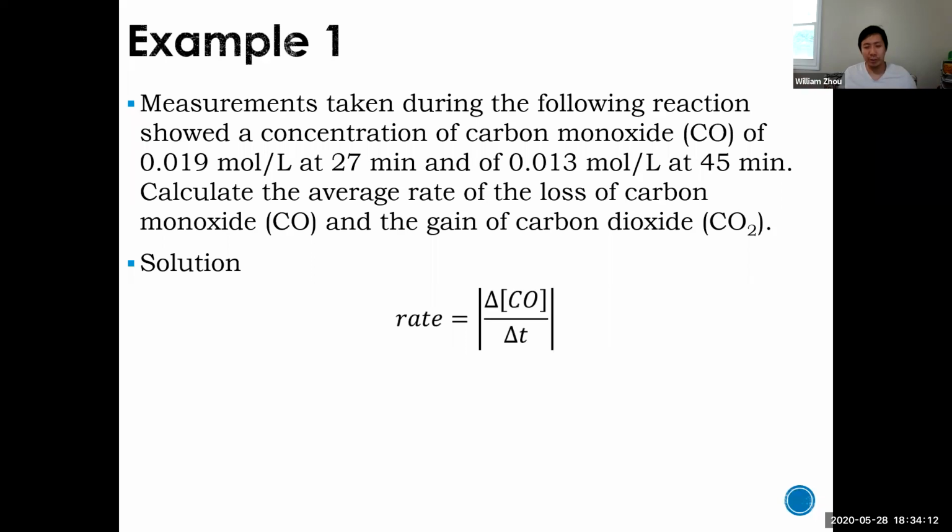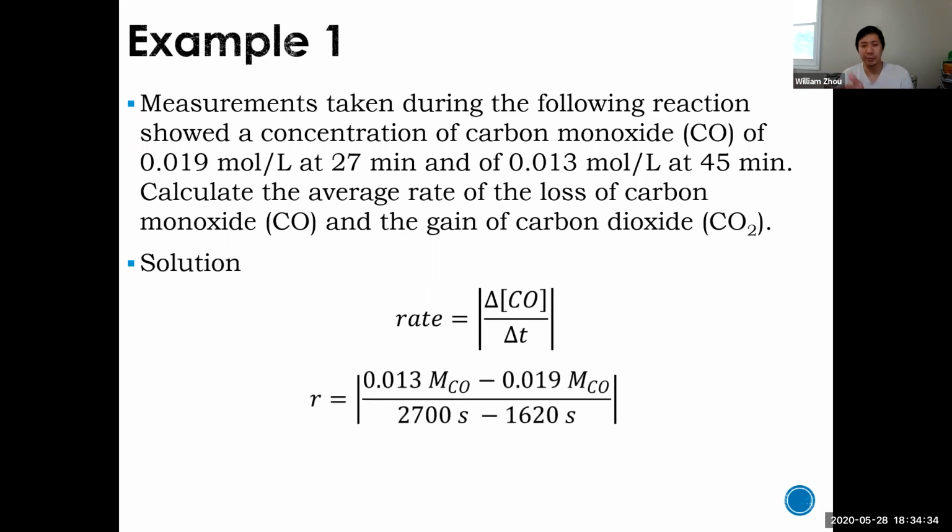Very, very simple problem. Use the formula delta C over delta T, the change in concentration of carbon monoxide divided by the time interval. The only thing you need to take note of is you have to use seconds for time, not minutes. The SI unit for time is always the second. So plug in the numbers.